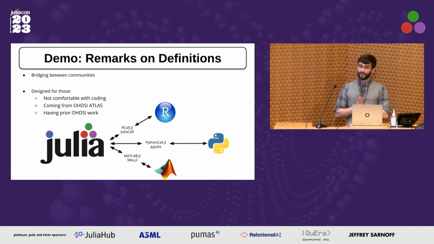So the general remark on this is it gives us a way to bridge between communities and ecosystems. As the Odyssey community and the greater OMOP CDM community uses R overall, this gives us the ability to go back between the two and actually bring their productivity and their tools over to us so that we can maintain optimal productivity and novel research directions. And this is also designed for those who might not be the most comfortable with coding, who've used Odyssey Atlas in the past, or have done a bunch of work in Odyssey with their tool stack in the past, and they want to bring their work over to us.